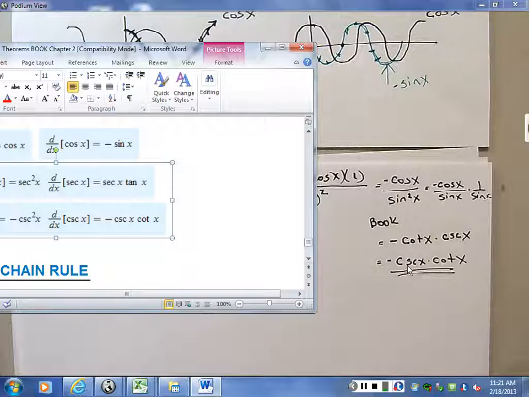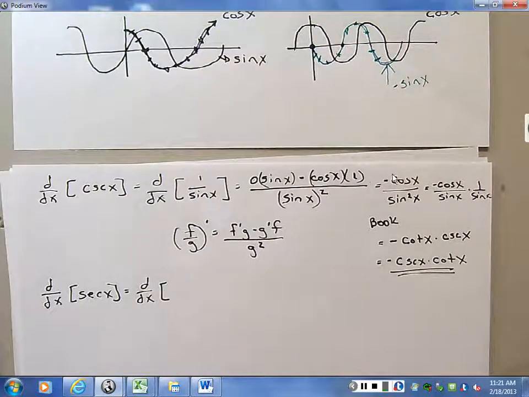But isn't cosine positive there? Well, the negative is just out front. Negative times all of this. I just want to put it out front. So it doesn't have to be reduced. Correct. But you might memorize it, minus cosecant cotangent.